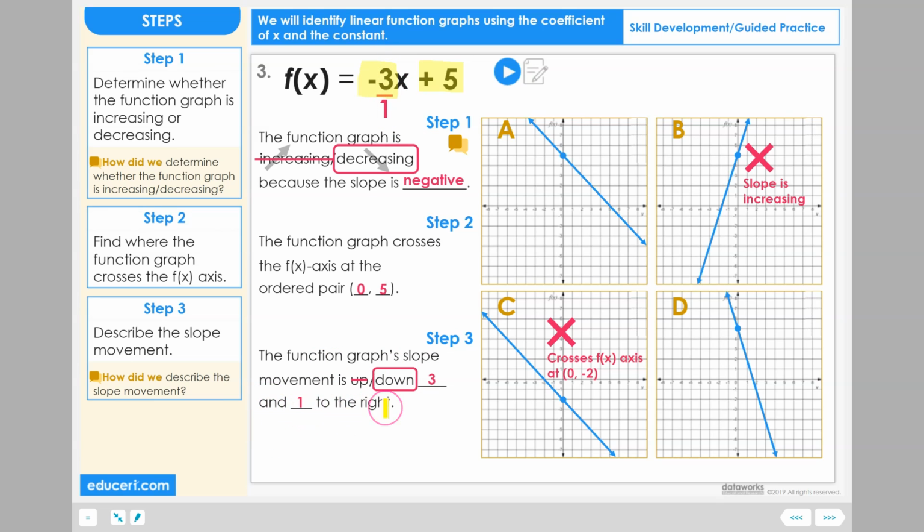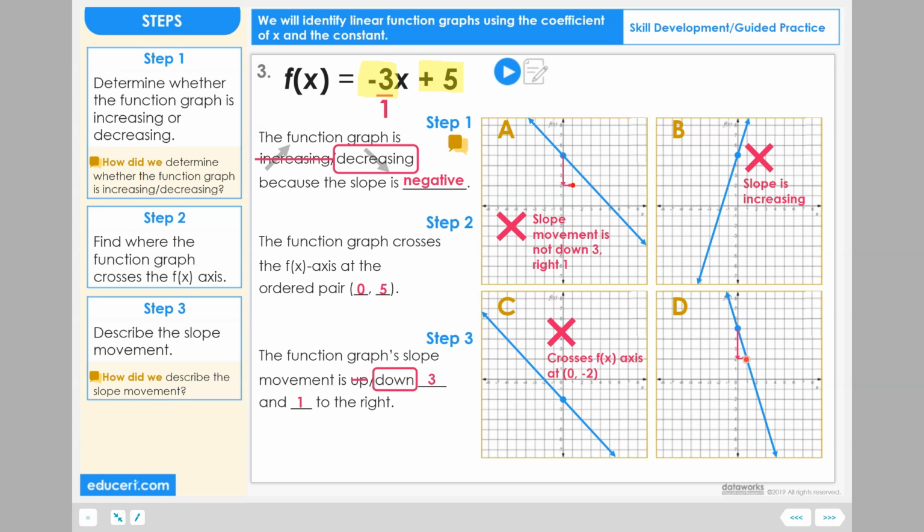1 to the right. Graph A, starting from the point where the graph crosses the f of x axis, if we were to go down 3 and 1 to the right, this location is not on the graph. Graph D, starting from the f of x axis crossing point, if we go down 3 and over 1, then we are back on the graph.